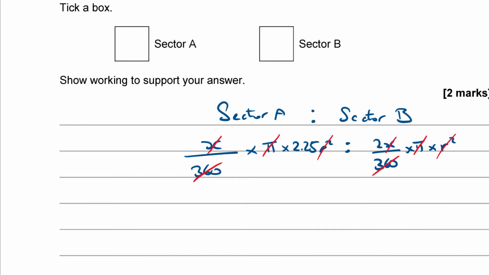So what is left? On the left hand side pretty much everything is gone apart from 2.25. On the right everything is gone apart from the 2. Okay, so that tells me that sector A to sector B is in a ratio of 2.25 to 2. Okay, so I can answer the question now. Which one is bigger? A is bigger. It's got a bigger ratio, isn't it? It's the bigger half of the ratio. So there is more area in sector A than there is in B.